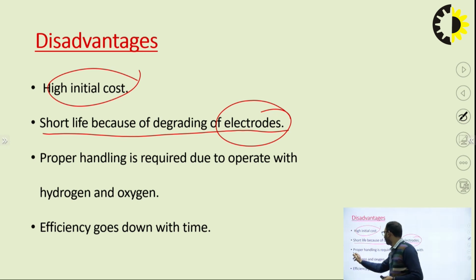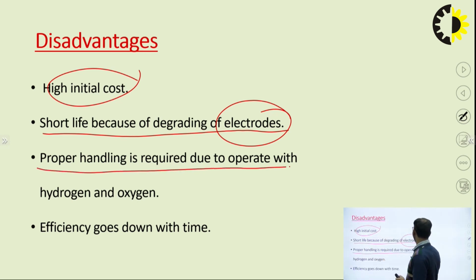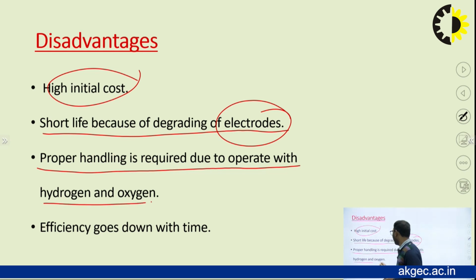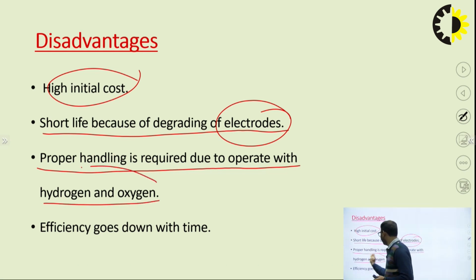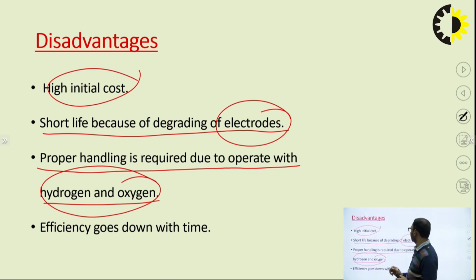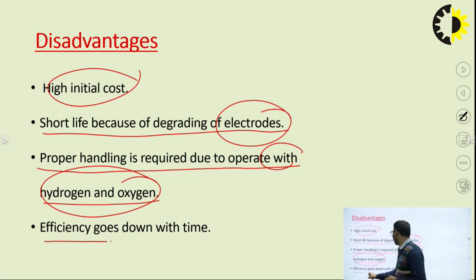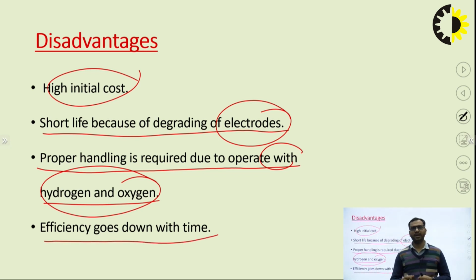The third one is that proper handling is required because fuel cells operate with hydrogen and oxygen. These are very dangerous gases, so proper handling is required to operate with hydrogen and oxygen. Then, efficiency goes down with time. The efficiency of a fuel cell depends on time, so with respect to time, efficiency goes down.